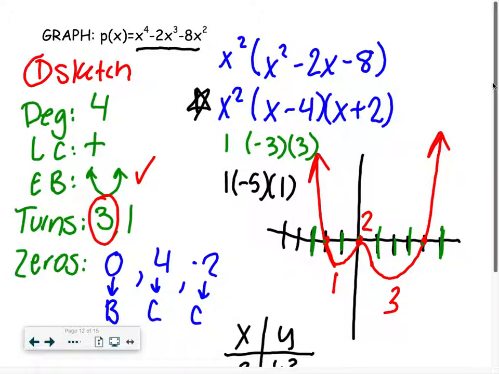And then turns, how do we go about that? Take your degree minus 1, so 4 minus 1, 3, and then subtract 2 until you get to 0 or negative. Isn't it the same for both of them? To find the turns, the subtract 1 thing doesn't matter if you're in factored form or standard form. Once you have your degree, to find your turns, you subtract 1.